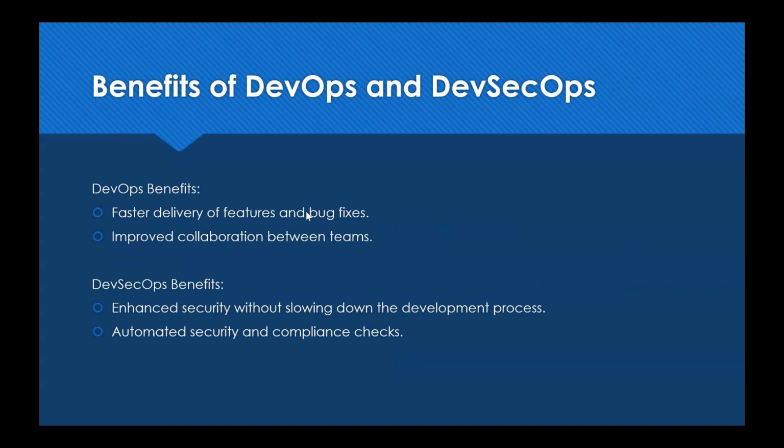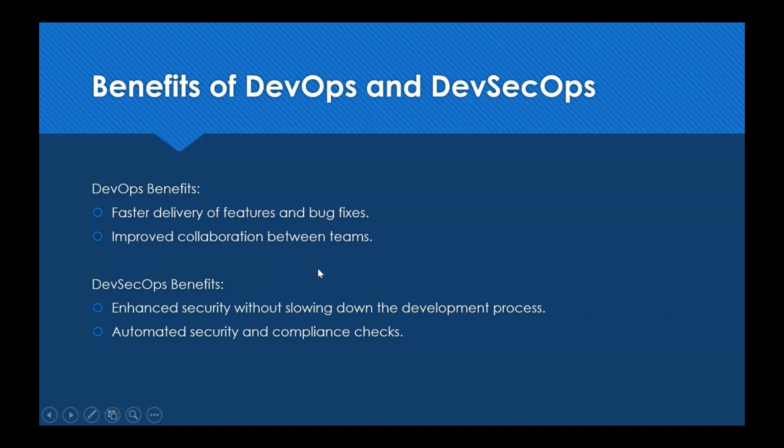Now let's discuss the benefits of DevOps and DevSecOps. What are the benefits of DevOps? Faster delivery of features and bug fixes. Since you don't have any additional layer of security or security scans, SonarQube, Nexus IQ, all these tools, you can deliver your features and bug fixes faster. You don't have to worry about the issues and all. This also improves collaboration between the teams. Of course, this is the advantage of DevOps, which we have discussed already.